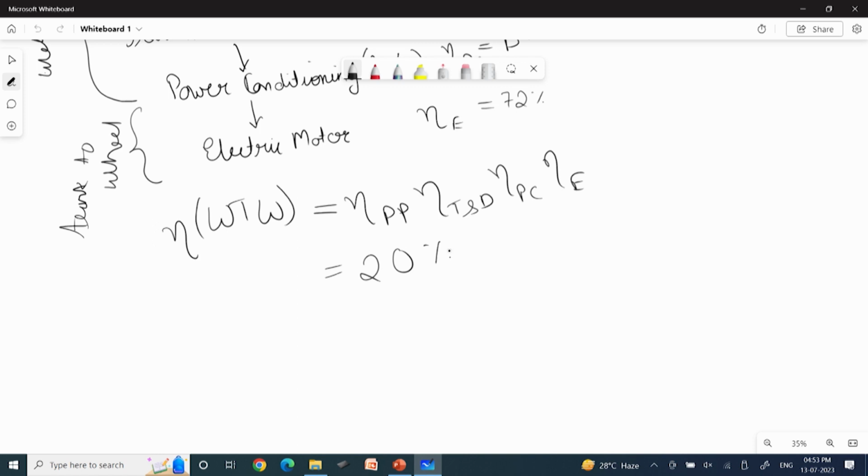So, you see that both the supply chains have almost similar efficiencies. Diesel engine giving you 1% advantage, but depending upon the assumptions, they would end up being very similar in terms of the overall efficiency.